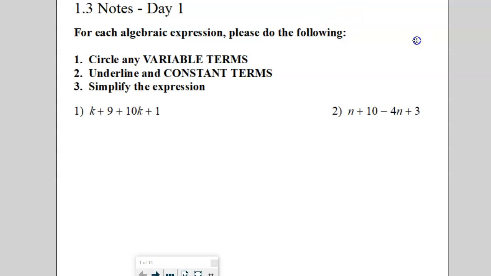Hello, algebra friends. This is our lesson on algebraic expressions. We're going to start with a little bit of vocabulary, and then we're going to talk about how we can simplify some algebraic expressions for the beginning of our Algebra 2 class.